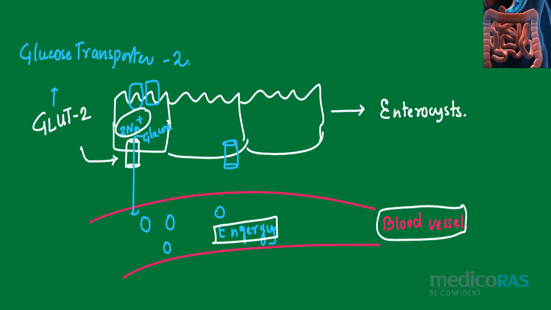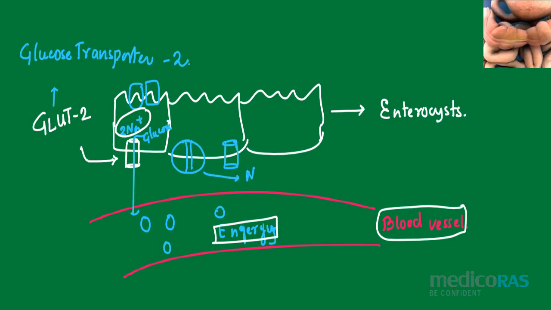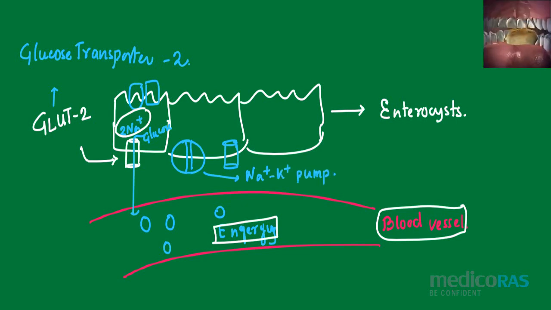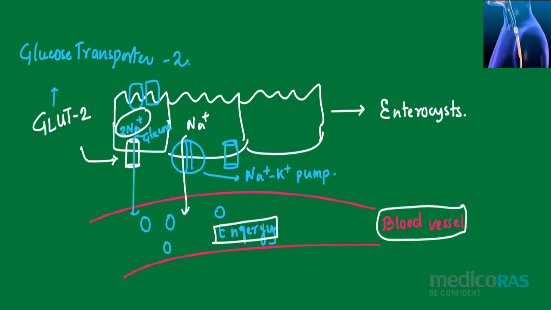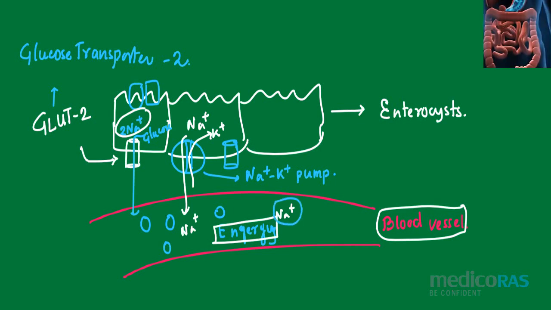Along with this GLUT-2, we have another pump inside the cell, which is known as the sodium potassium pump. As sodium ion is present inside this cell, it has to be removed from the enterocytes and enter into the blood vessel like this. Again, the potassium ion goes inside this enterocyte cell. Let me tell you one important piece of information here: wherever we have sodium ion, water is automatically also going to be absorbed by simple diffusion.